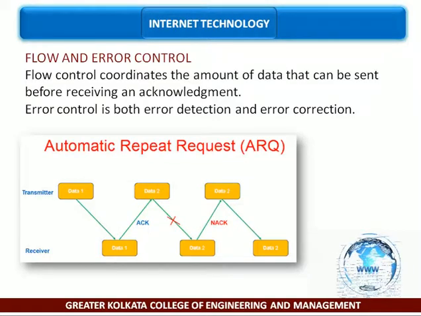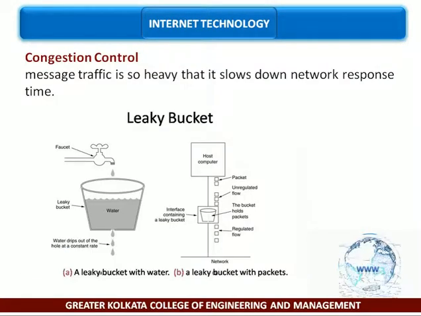Okay. So we will start next with congestion control. What is congestion control? A state occurring in the network layer when the message traffic is so heavy that it slows down network response time. So what will be the effect of congestion? As delay increases, performance decreases. If delay increases, retransmission occurs, making the situation worse. And we cannot visualize or transfer any type of data.